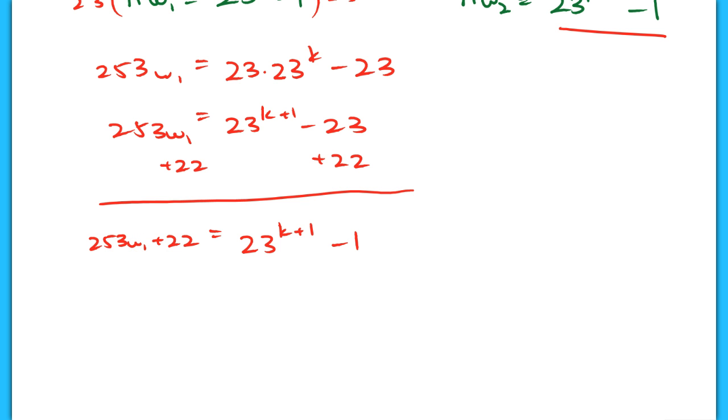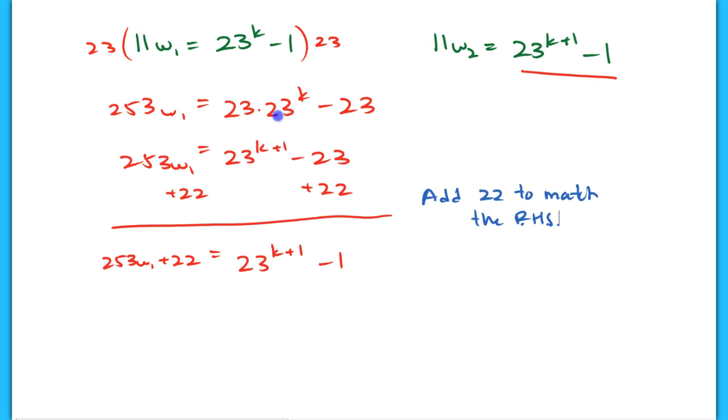So just to recap, I added 22 to force it to look like the other side, to match the statement, which is here. Okay. All right, now when I look at this, I'm going to factor out an 11. Remember, 11 times 23 gave me that 253. So I have 11 times 23 W1, so some whole number times 23 plus another whole number is equal to 23 to the k plus 1 minus 1.